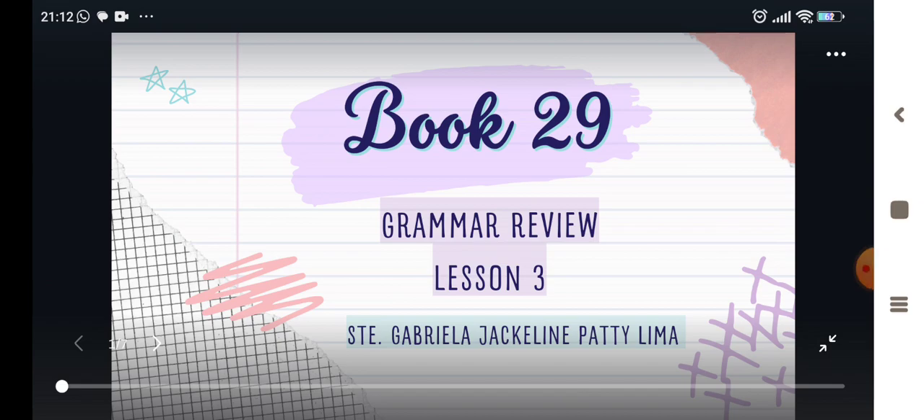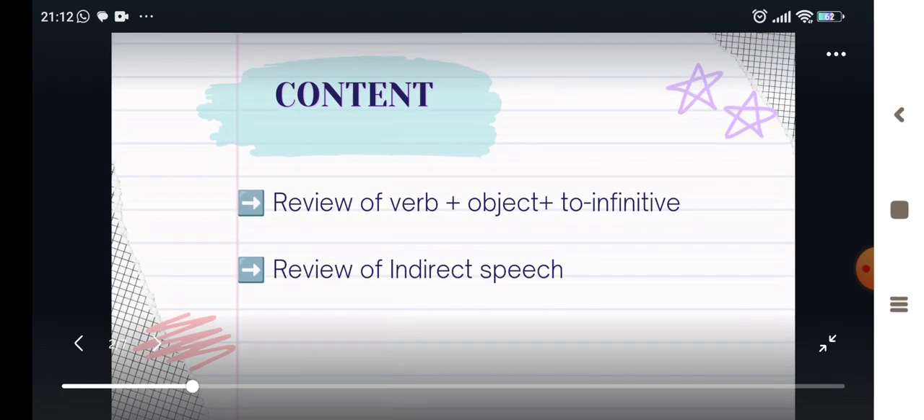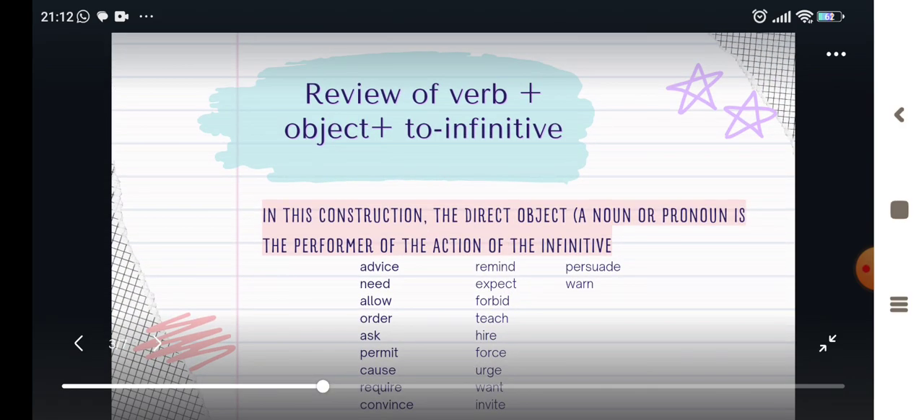In this opportunity, I'm going to explain Book 29, Grammar Review of Lesson 3. We have only two grammars in this lesson. The first, review of verb plus object plus to infinitive, and review of indirect speech. Let's start with the first grammar. Review of verb plus object plus to infinitive.